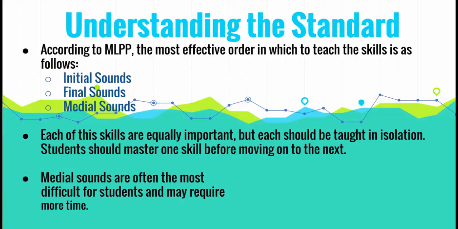There are 3 skills covered in this standard: isolating the initial sound, the final sound, and the medial or middle sound. While these skills should be taught consecutively, they should also be taught in isolation. Research from MLPP and the 95% Group suggests teaching the skills in the following order: initial sounds, then final sounds, and finally middle sounds. According to MLPP, the most difficult sound placement for a child to identify consistently is the medial letter position in a word. Therefore, this skill may require more time and practice than the first 2.